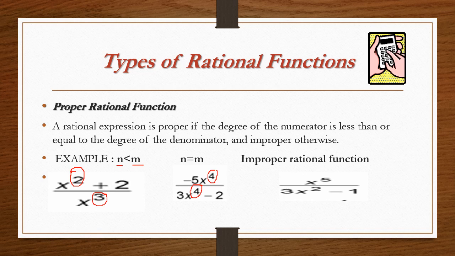Now let's look at the last one. This is an example of an improper rational function: x to the fifth power over 3x squared minus 1. In the numerator, we have a degree of 5, which is greater than the degree at the bottom, which is 2. Therefore, this one is called an improper rational function.